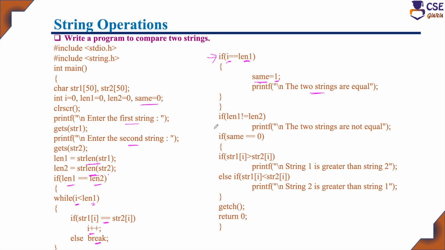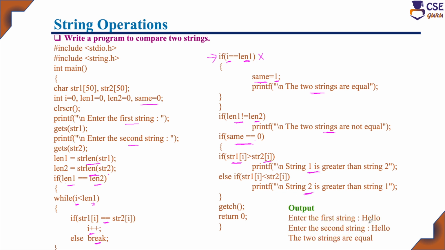Suppose length 1 is not equal to length 2, that is, the length of the first string is not equal to the length of the second string, then the two strings are not equal. And if the same value is 0, this condition has failed. If the same value is 0, you have to check whether str1 of i is greater than str2 of i. If so, string 1 is greater, else string 2 is greater. That is the meaning.